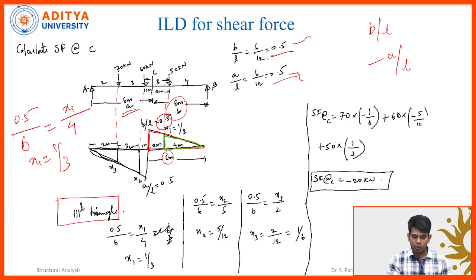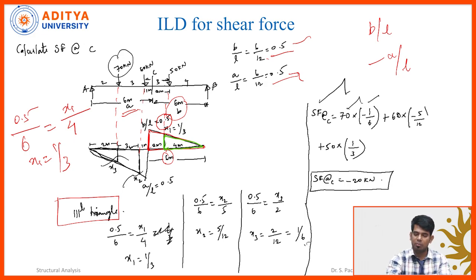In a similar way, I am going to calculate the value of x2 and the value of x3, using the similar triangle concept. Now, the shear force at point C for a point load is load multiplied by ordinate, right? So the 70 kilonewton load is multiplied by the corresponding ordinate, which is x3. The value of x3 is 1 by 6. So 70 multiplied by 1 by 6.